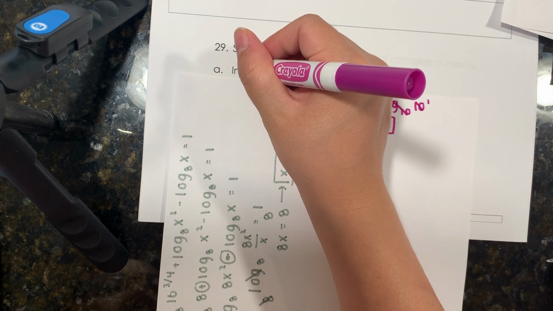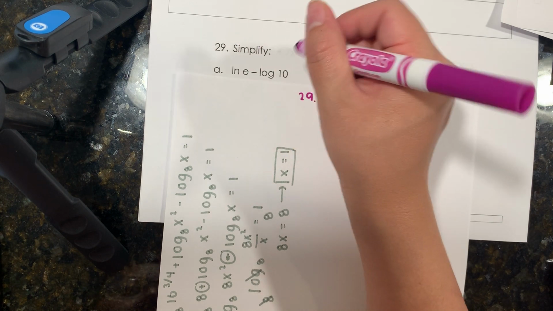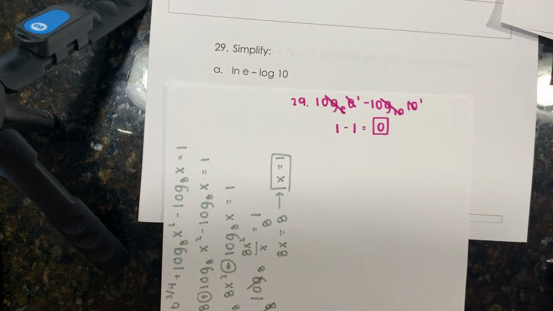So the ln would cancel out with the e, so it would just be left with the exponent. The log cancels out with the 10. You'd just be left with the exponent, which is 1.